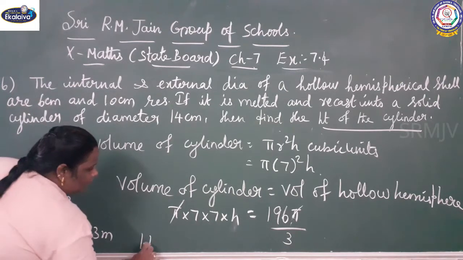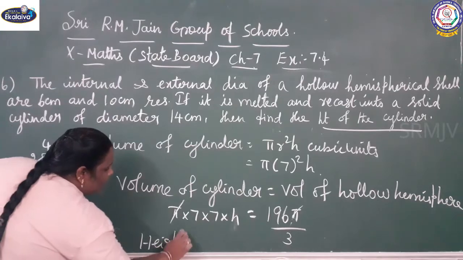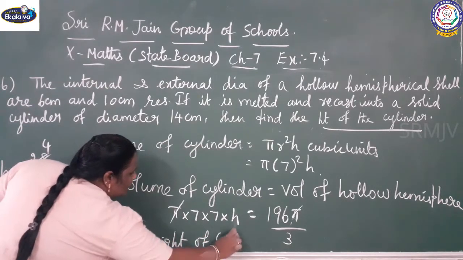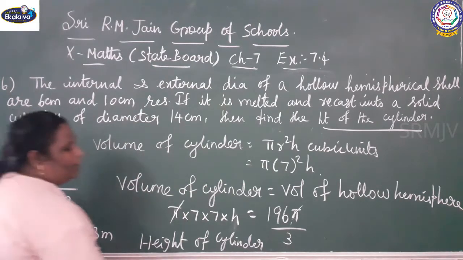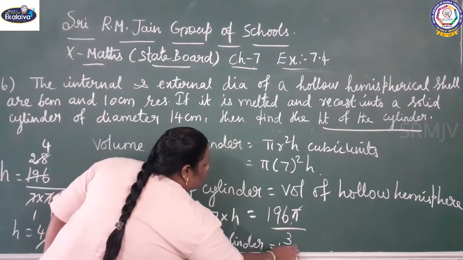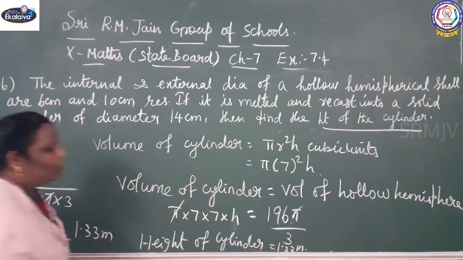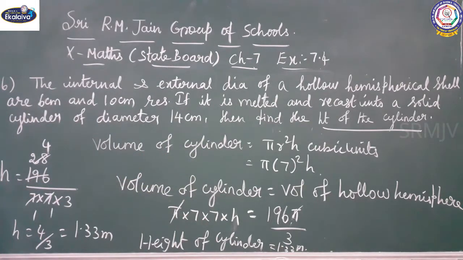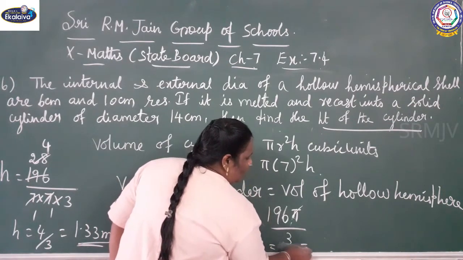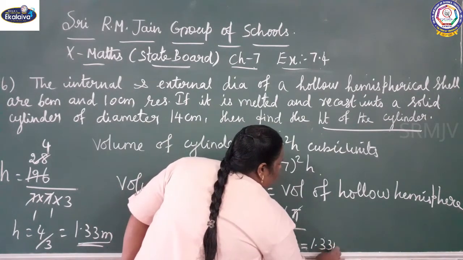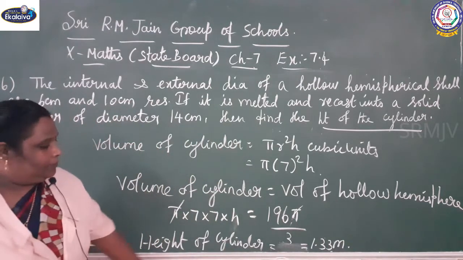So height of cylinder equal to 1.33 meter.